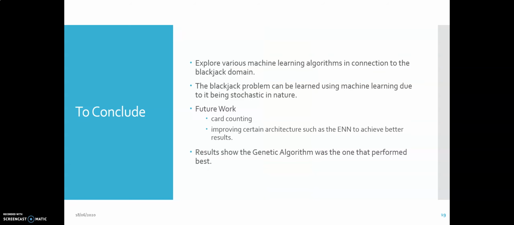So, to conclude, throughout the study we explored various machine learning techniques so as to determine their ability to be applied to the domain of learning the optimal strategy for blackjack. The research conducted further shows that this problem can be learned using machine learning due to it being stochastic in nature. Future work will involve including card counting as well as improving certain architectures such as the ENN to achieve better results. We also conducted some experiments on our implementations of these algorithms and presented the observed data. We were also able to conclude that the genetic algorithm implemented approximated a better strategy.